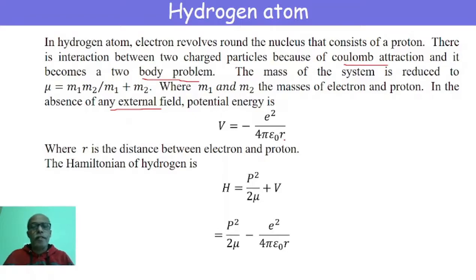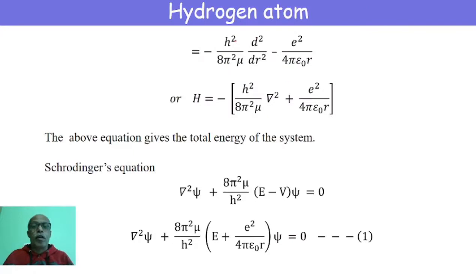The Hamiltonian of the hydrogen atom is given by H equals p square by 2 mu plus V, where p is the momentum operator, mu the reduced mass, and V the potential energy given above. So it can be written as p square by 2 mu minus e square by 4 pi epsilon naught r. In the next step, we write the momentum operator value, that is equal to minus h square by 8 pi square mu into d square by dr square minus e square by 4 pi epsilon naught r. Taking the negative as common, the Hamiltonian H is equal to minus h square by 8 pi square mu into grad square, instead of d square by dr square, plus e square by 4 pi epsilon naught r.